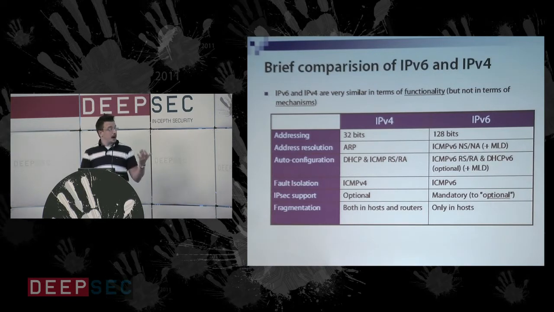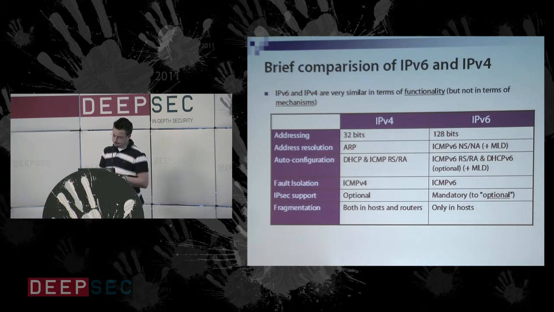Then in IPv4, IPsec support is optional, which means that according to the protocol specifications, if you have an IPv4 implementation, that implementation doesn't necessarily implement IPsec. In the case of IPv6, IPsec support is supposed to be mandatory, but the IETF is working right now to degrade that requirement to optional, which means that in the future it won't be mandatory to have an IPsec implementation in an IPv6 implementation. And finally, another aspect is that of fragmentation, which in v4 is performed both at hosts and routers, whereas in the case of IPv6 it is only performed at end systems, at hosts.